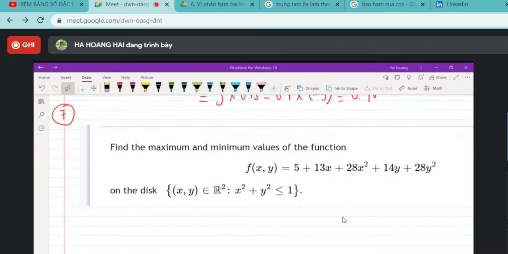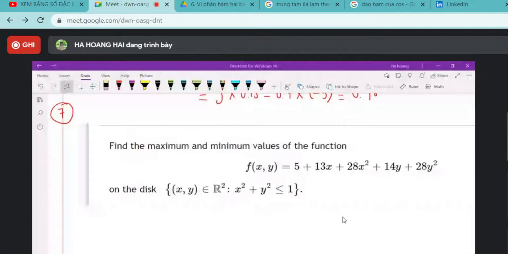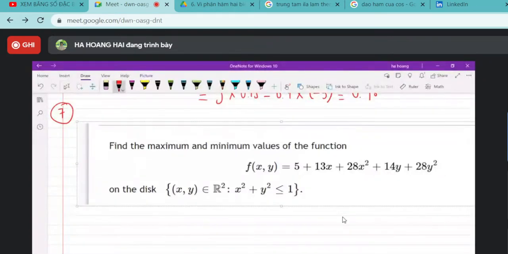Okay, so class, do you remember how we find the max and min of functions on a disk? On the disk, first of all, you need to find all critical points inside the disk.